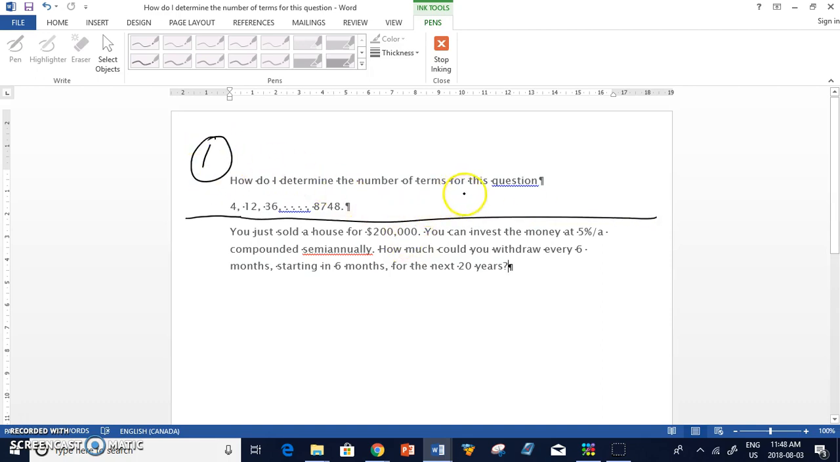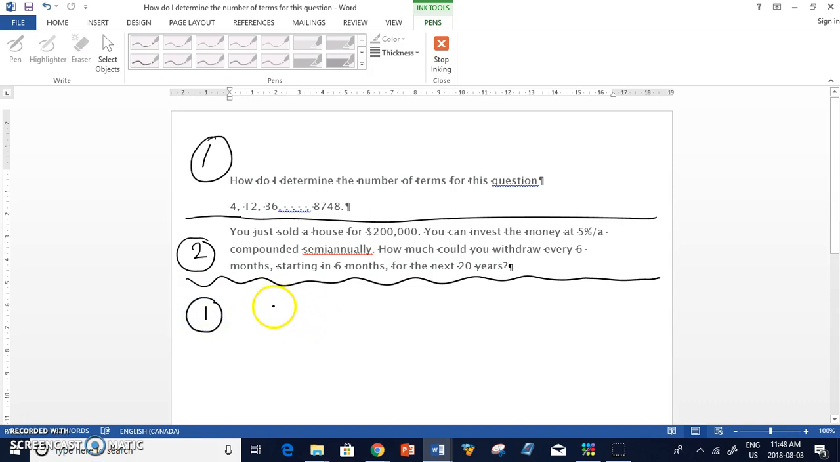How do I determine the number of terms for this question if you're given the sequence 4, 12, 36, and then a final term of 8,748? And then here we have an annuity question, which actually has a bit of a problem with it. The question doesn't seem complete. But anyway, we're first off going to do this first one.